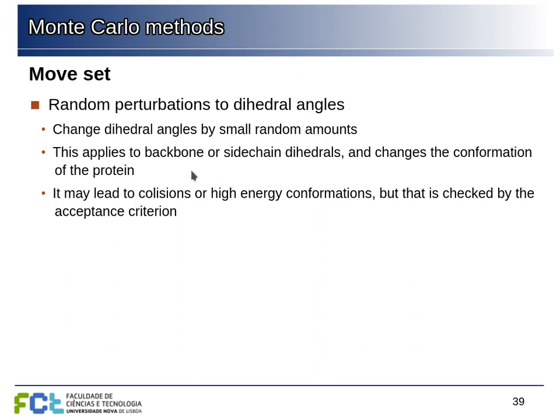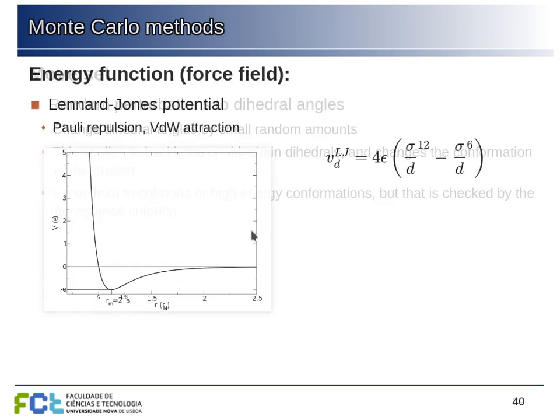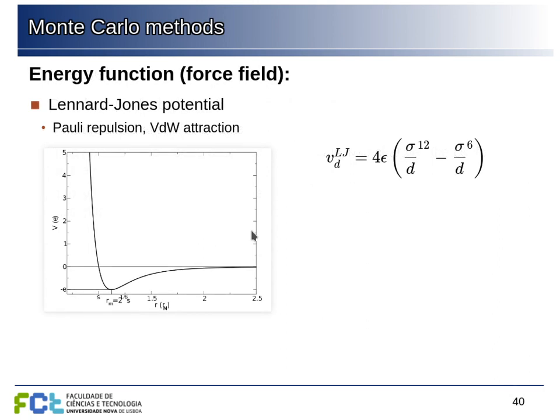We can do this either in the backbone or in the side chains, and so completely change that conformation. And now this may lead to atoms being very close together, high energy conformations and so on. But now we can check that by looking at the energy function. We can measure the energy of, or estimate the energy of that conformation by looking at different aspects, different components of the energy. So these parameters and the different components that we are using are called the force field in structural bioinformatics, in this kind of problems, and they are composed of different aspects.